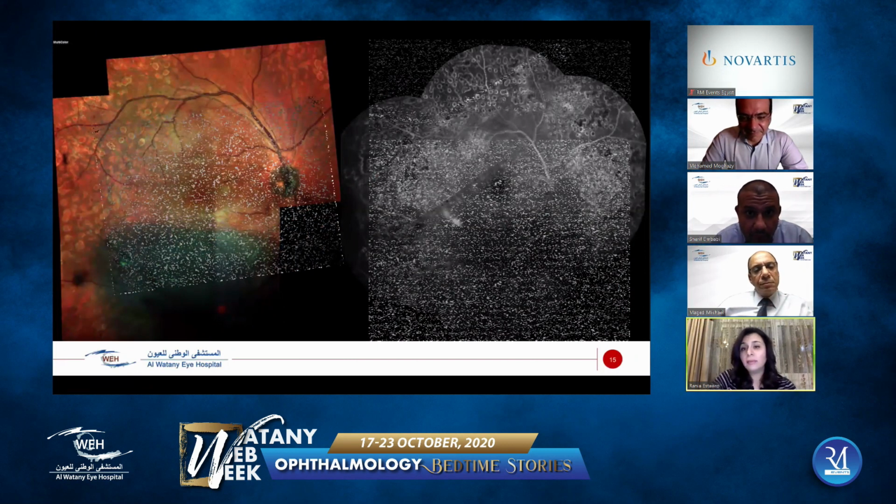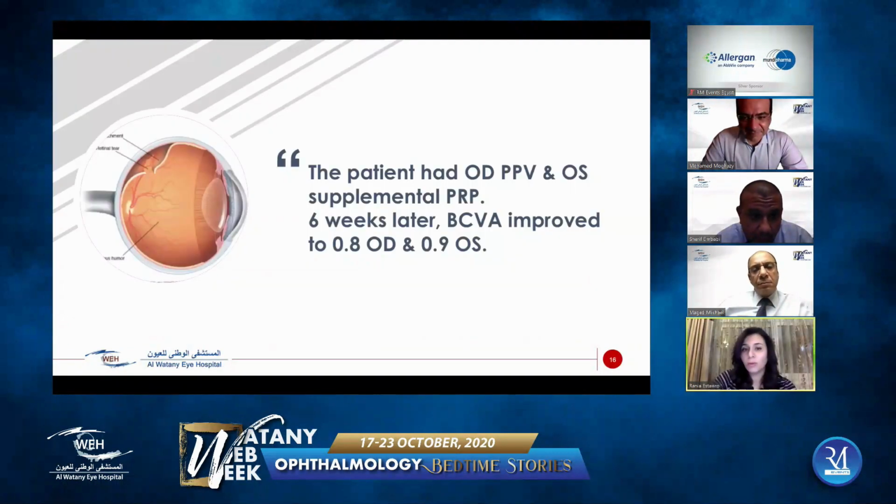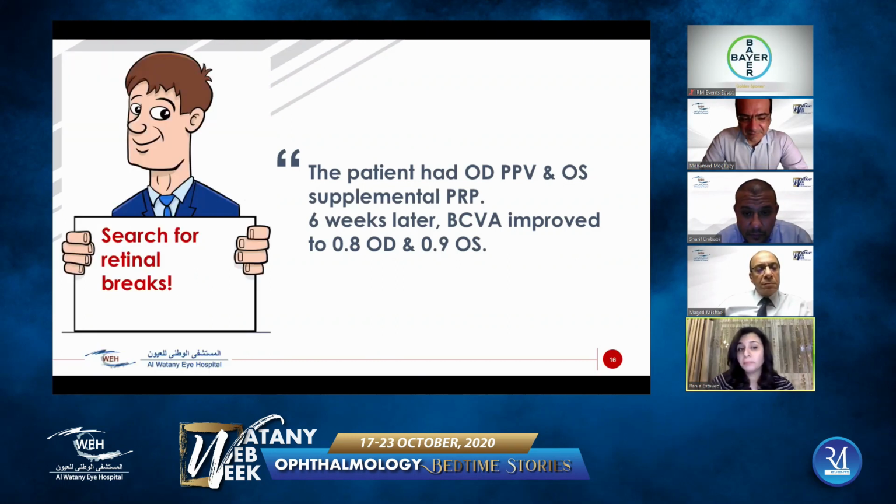Actually, this patient had the pars plana vitrectomy with Dr. Moghazi, and 6 weeks later, he came with best corrected vision improved to 0.8 in the right eye and 0.9 in the left eye. Supplementary PRP was added to the left eye, of course, and I brought this case to highlight the importance of checking for retinal breaks if we have extrafoveal vitreoretinal traction.